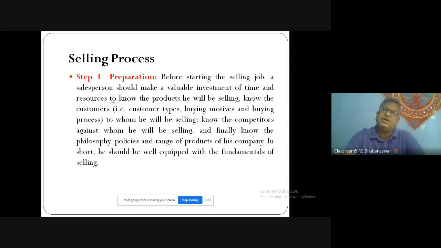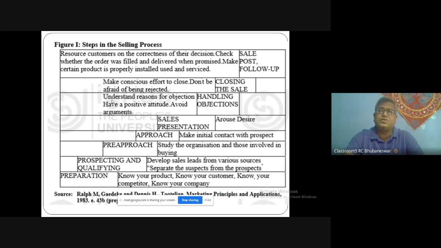Another concept is how the selling process goes on. The first step is preparation. What do you want to prepare? You can prepare for the time. You can prepare to know about the product. You can prepare to know about the customer. You can prepare for the customer motive. You can prepare for the way in which you can sell the particular product. You should know about the policies, range of the product, philosophy, and who the competitors are. All these things you can find out through preparation.